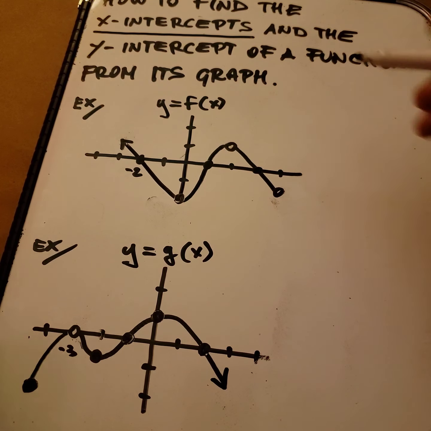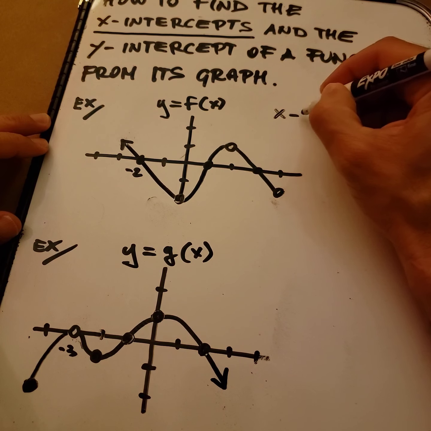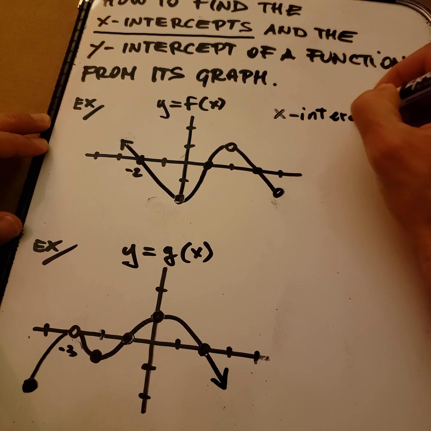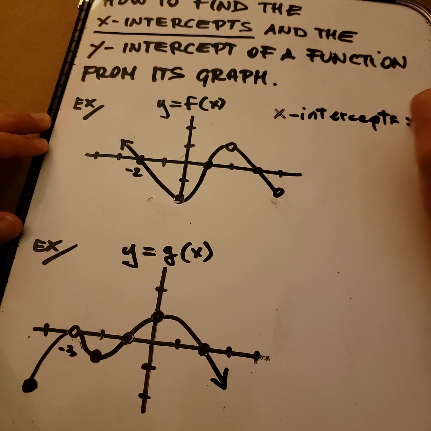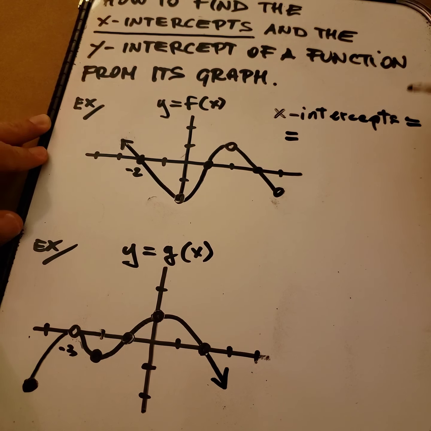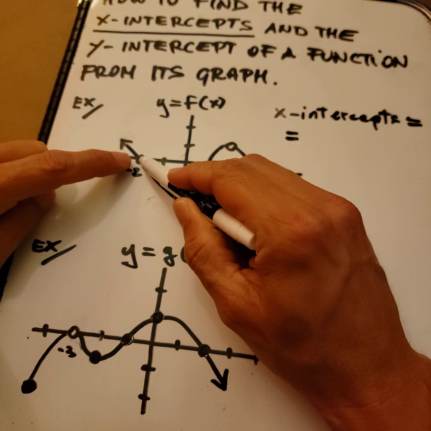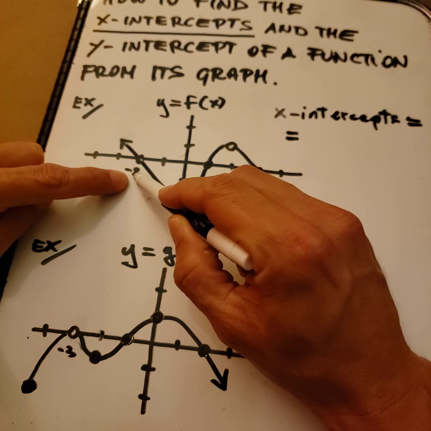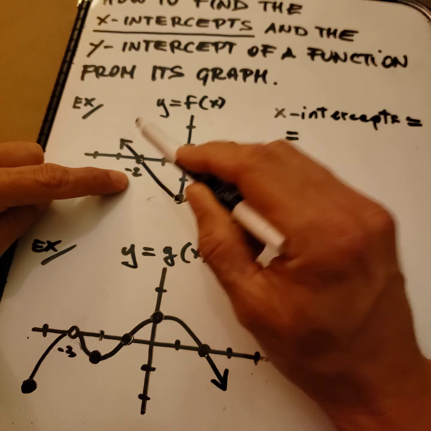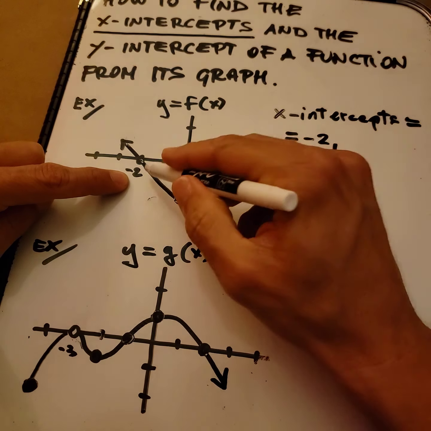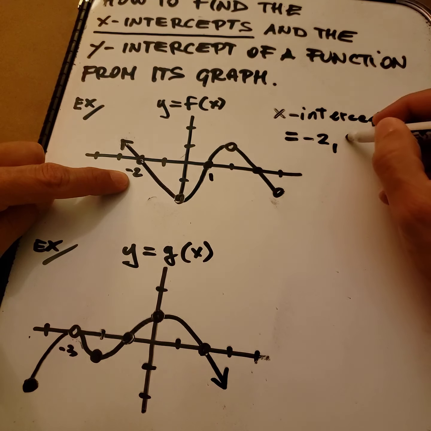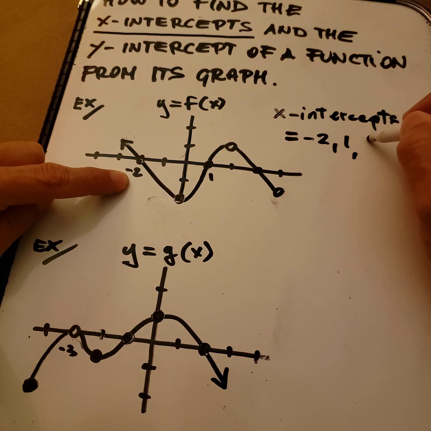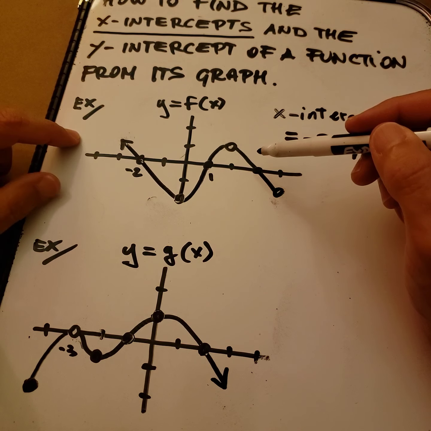So in the first example, for example here, I'm going to write x-intercepts, and I'm going to put an equal sign and list them here. So -2, that's the value of the x-coordinate of this point. And then this point here, 1. And this point here, 3. Sorry, this value for the x-coordinate. So these are the x-intercepts of this graph.